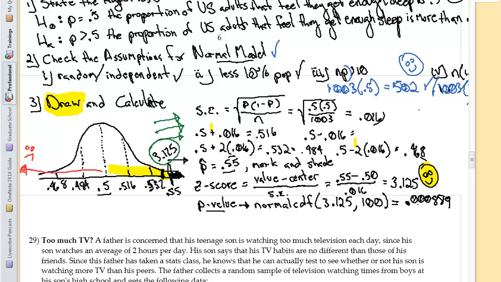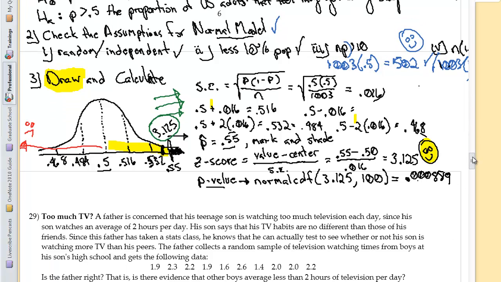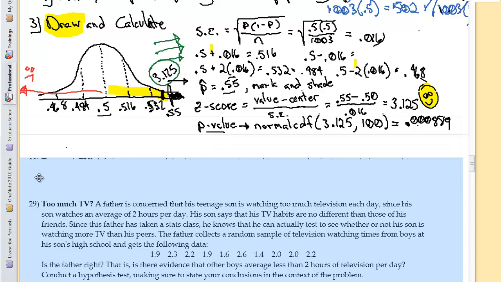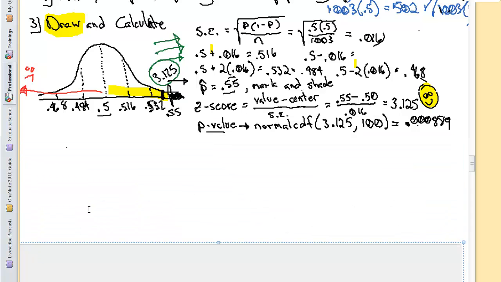Alright? And so that allows us to go ahead and scroll up just a little bit more. And I'm going to take this right here and just drag it down out of the way, so that we can finish drawing here. And so this brings us to step number 4, right? We're going to state the conclusion.